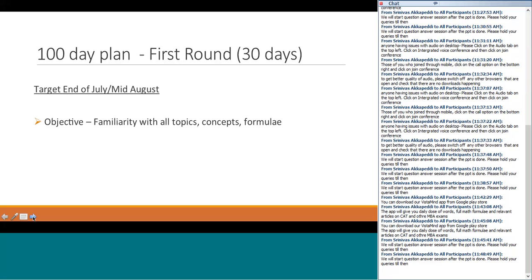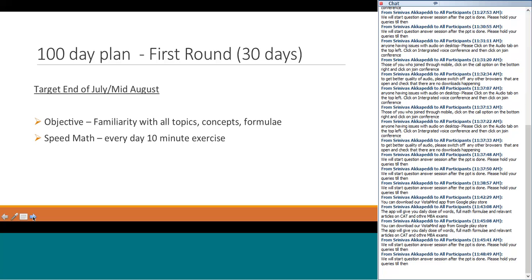40% good is 40% marks out of 35. 40% of 35 is 14 marks. You are already getting very decent marks. Remember this: 14 threes are 42 marks you will get straight away if you are 40% good. That's the plan. The second objective during these 30 days is speed math, every day 10 minutes.